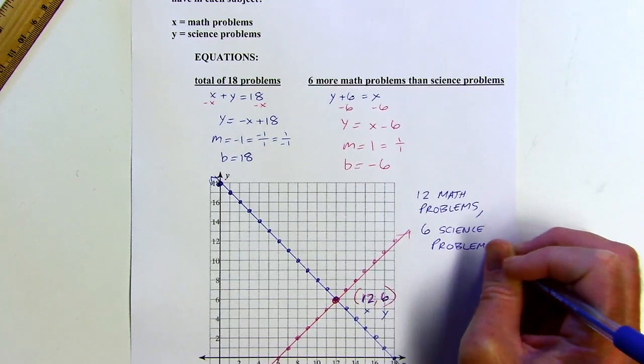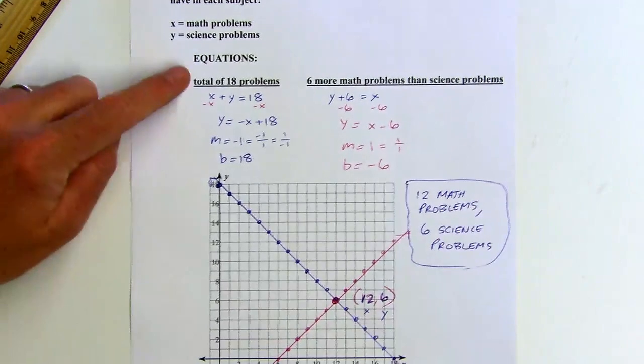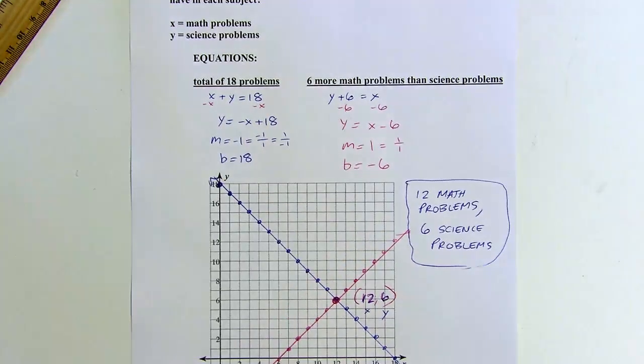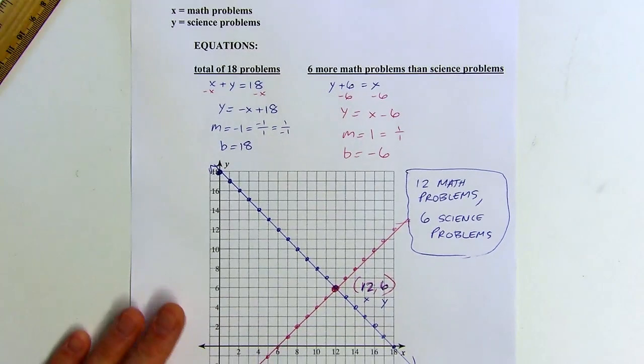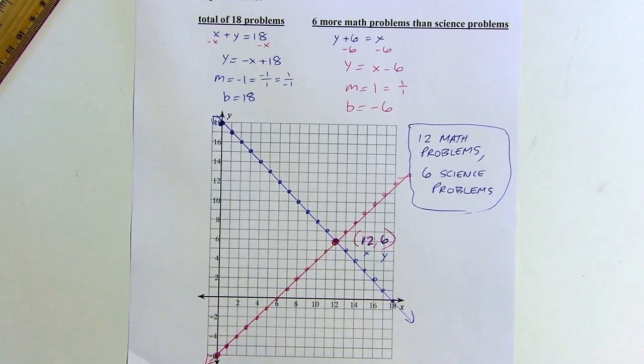Okay, and you can check it with both of the equations. We have a total of 18 problems, so it works with that, right? And then we have 6 more math problems than science problems. Well, that works out that way too, all right? So there's our solution, and there is the end of the section, and I'll see you next time.